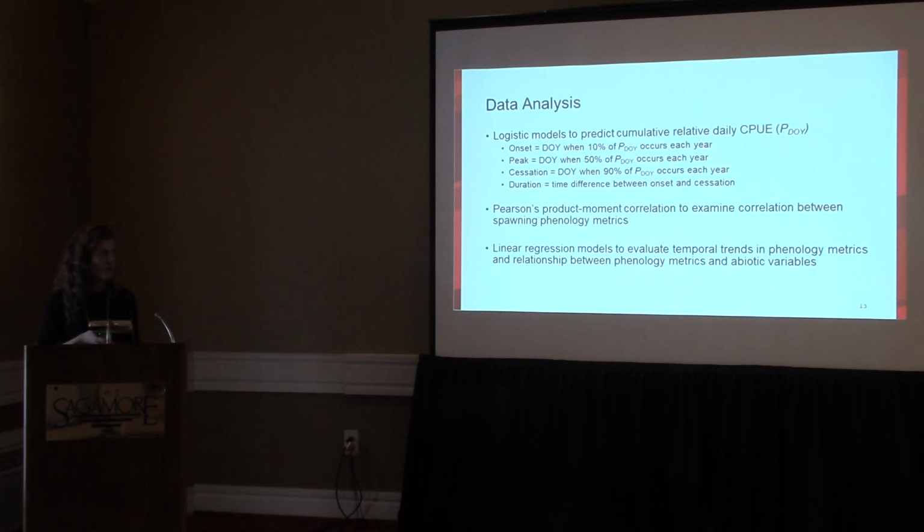I use Pearson's product moment correlation to look at the correlation between the spawning phenology metrics, so looking at onset, peak, cessation, and duration. And then I use linear regression models to evaluate if there were temporal trends in the spawning phenology metrics, and then looking at the relationship between phenology metrics and abiotic variables, including temperature, dissolved oxygen, and salinity. I originally considered using GAMs to evaluate the relationship between abiotic variables and spawning phenology metrics, but the effective degrees of freedom were all less than 2, suggesting a linear relationship, and so linear regression models were appropriate to use in this case.